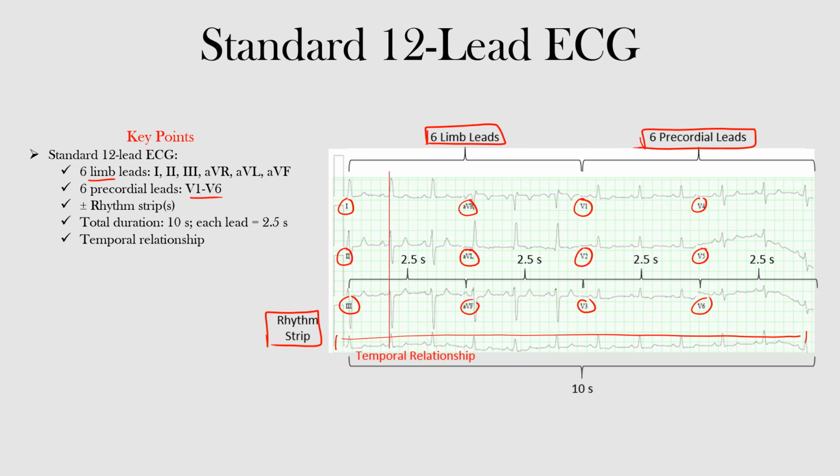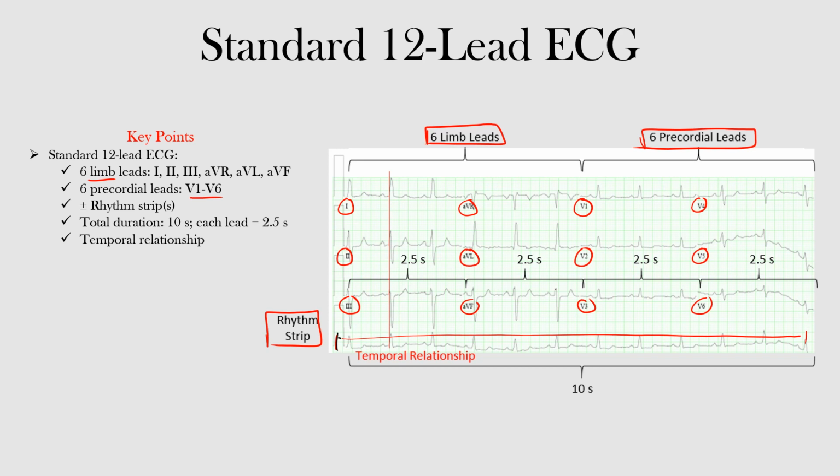Now, the standard EKG represents a 10-second window of the heart's electrical activity. So the whole duration of the EKG from left to right represents 10 seconds. And if there are 4 leads shown going across horizontally, that means there are 2.5 seconds within each lead. So what do I mean by that?